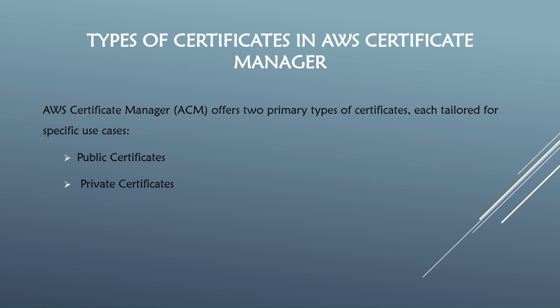The next topic is types of certificates in AWS Certificate Manager. Certificate Manager has primarily two types of certificates: public certificates and private certificates. Public certificates are used to secure websites, APIs, or applications that are accessible over the public internet. They ensure encrypted communication between our users and the applications. It's free of cost. It provides a public certificate at no cost and reduces the cost of securing our internet-facing resources.